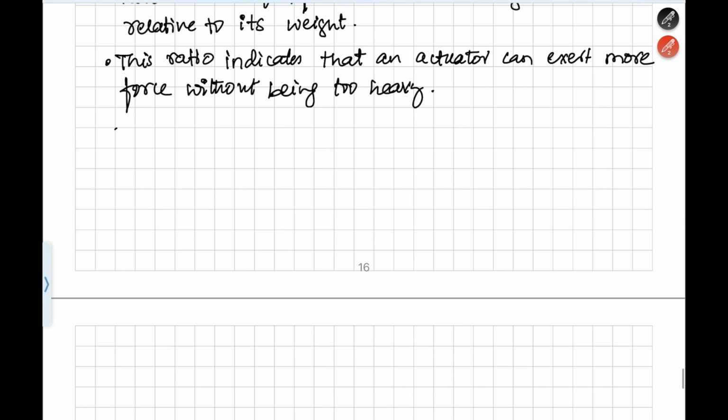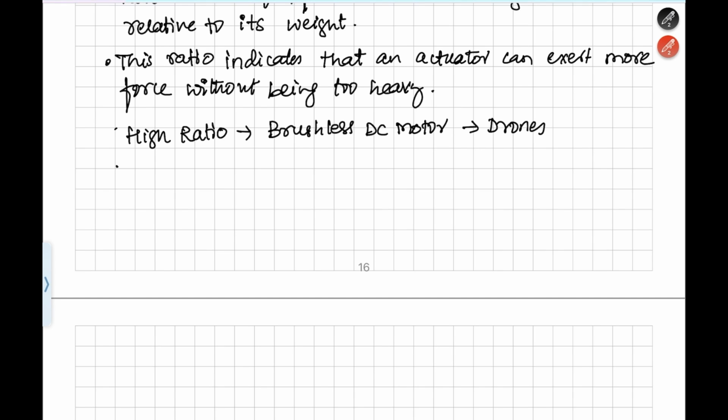Looking at examples, in case of high ratio, we can speak about the brushless DC motor. These motors are used in drones. This will have a high torque to weight ratio. That is, it will allow the drone to lift easily, and not just that, it will also help us control the movement of that drone without adding much weight to the drone structure.